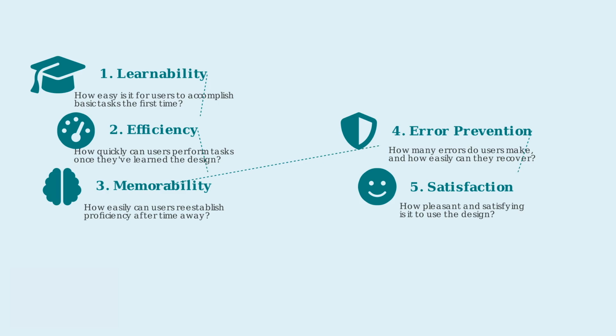These 5 components work together as a comprehensive framework for evaluating usability. Each component addresses a different aspect of the user experience, and together they provide a complete picture of interface usability. Understanding these 5 components is essential for anyone designing or evaluating interfaces. They provide clear criteria for measuring usability and guide designers toward creating more user-friendly experiences.